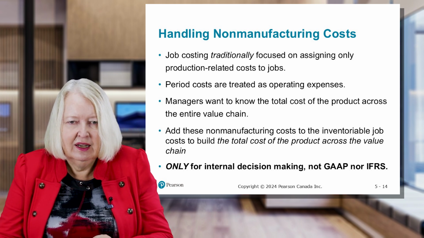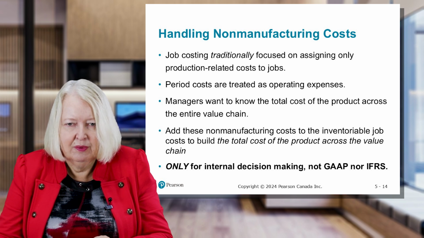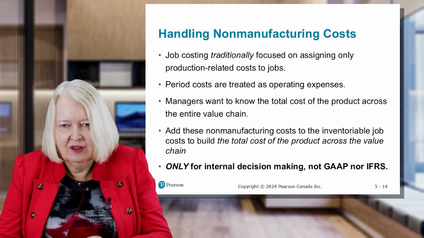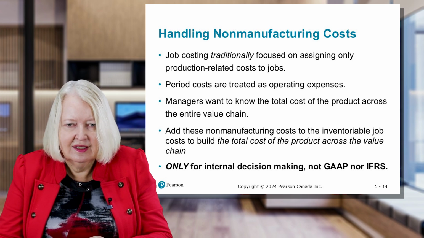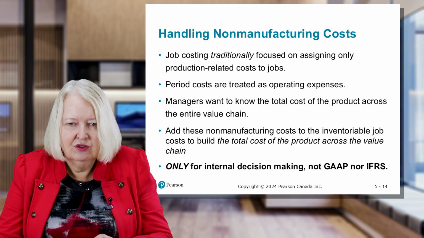So when you're looking at non-manufacturing costs, with job costing, traditionally you focused only on the production-related cost to the jobs. Period costs are treated as operating expenses. So your period costs, you look at insurance on the building, depreciation, things like that. So they're treated more as operating costs. But managers do need to know the total cost of the product across the entire value chain.